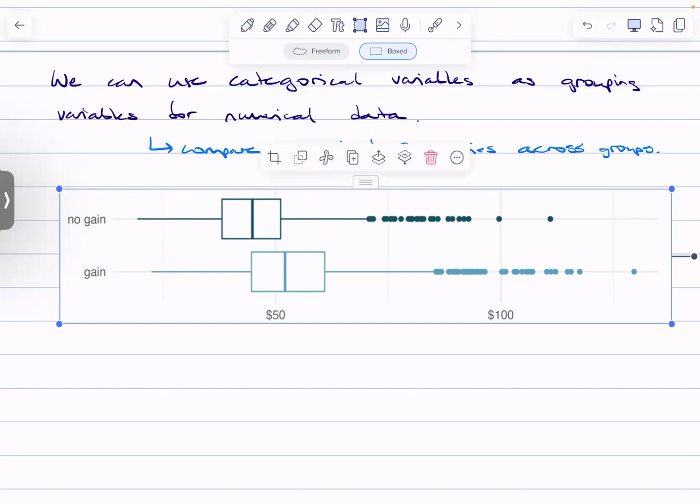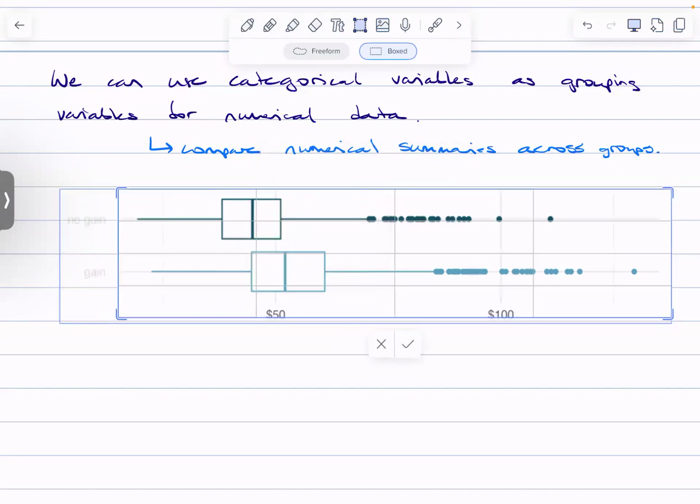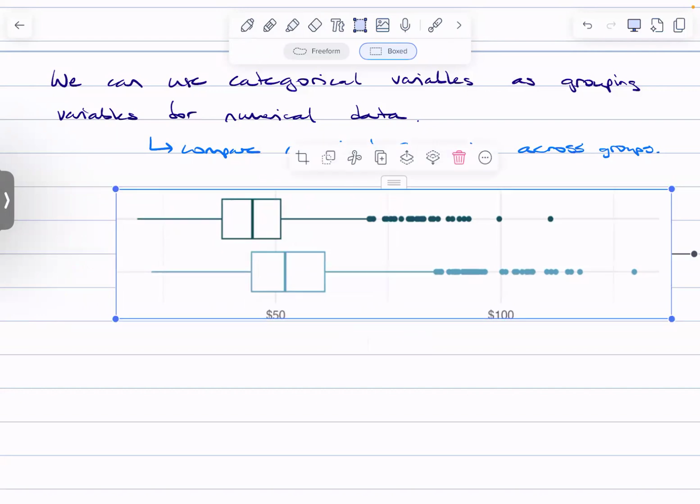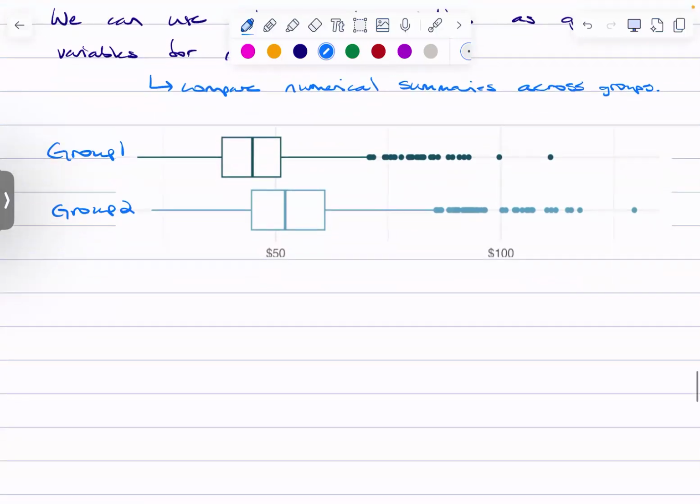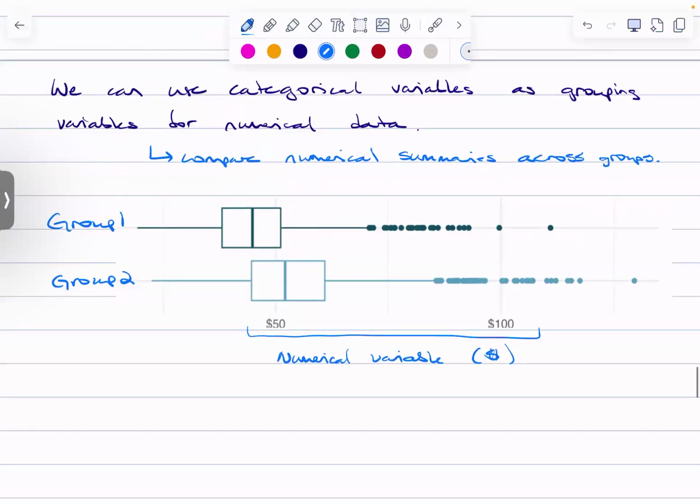There's gain and no gain. We don't know about that. So how about I crop it out? These are groups, but let's call it group 1 and group 2 instead. And we've got some numerical variable in dollars. Okay, so generically, it's some numerical variable. I don't remember what it's about, but we've got two groups, right?